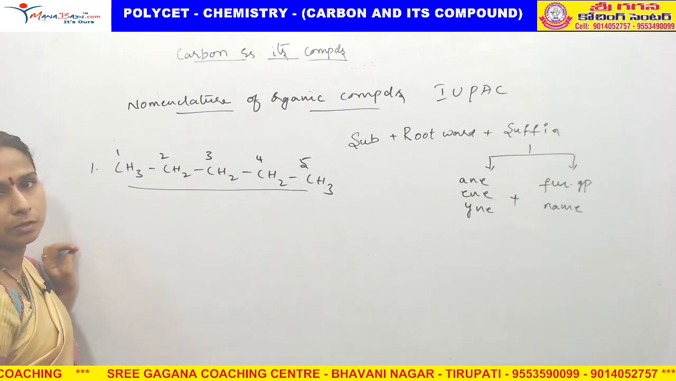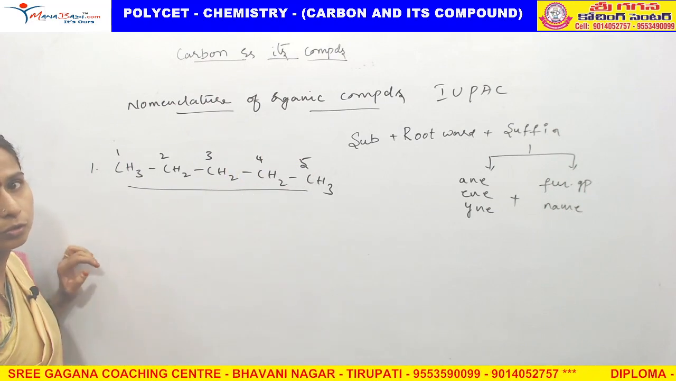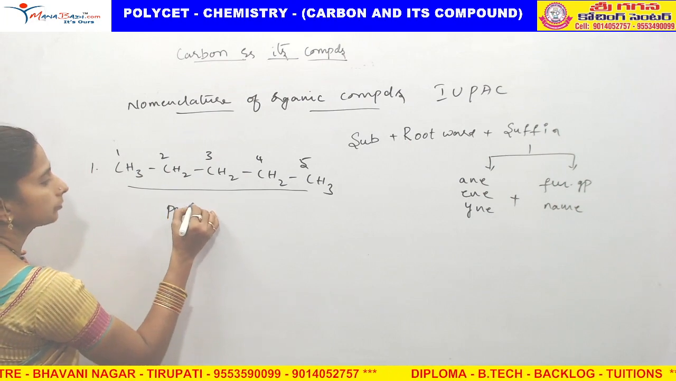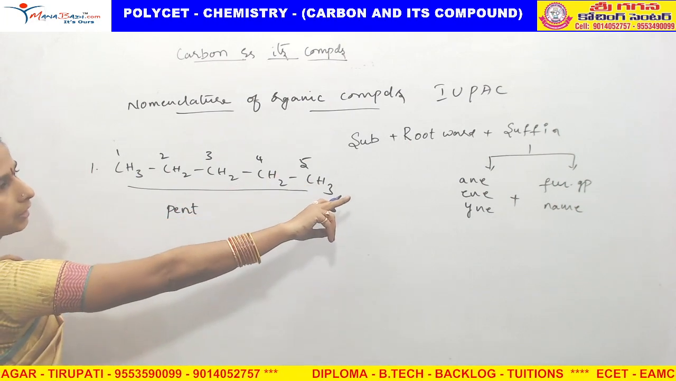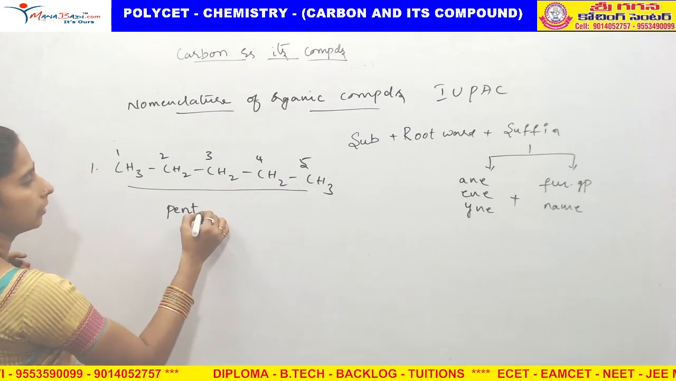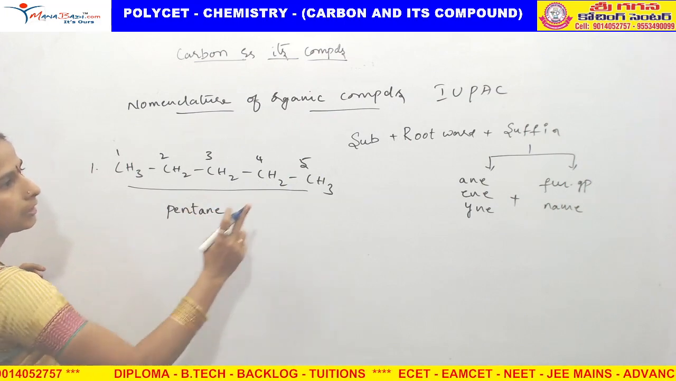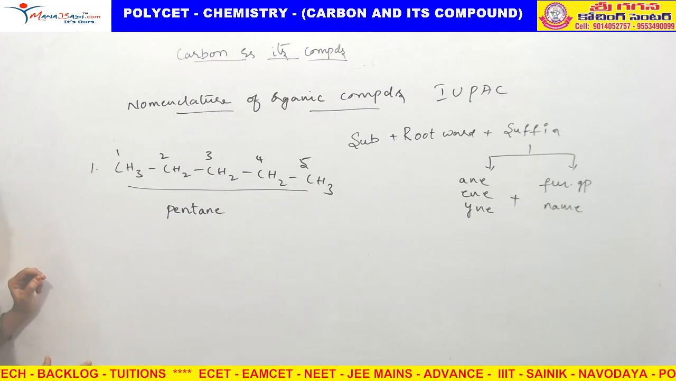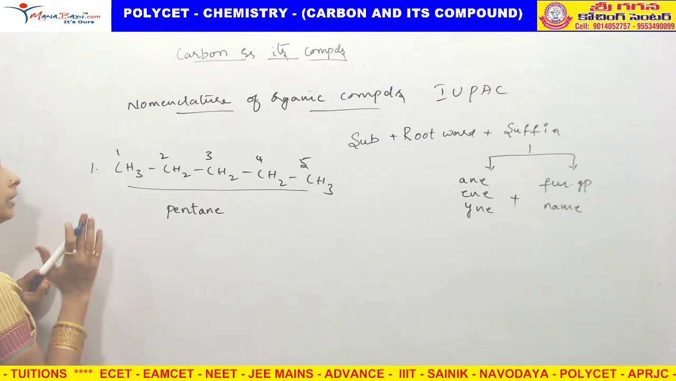There is no substituent, so directly you can go for the root word. What is the root word for 5 carbons? Pent. After that the suffix: ane, ene, yne. Ane, so pentane. Is there any functional group? No. So this is called pentane.